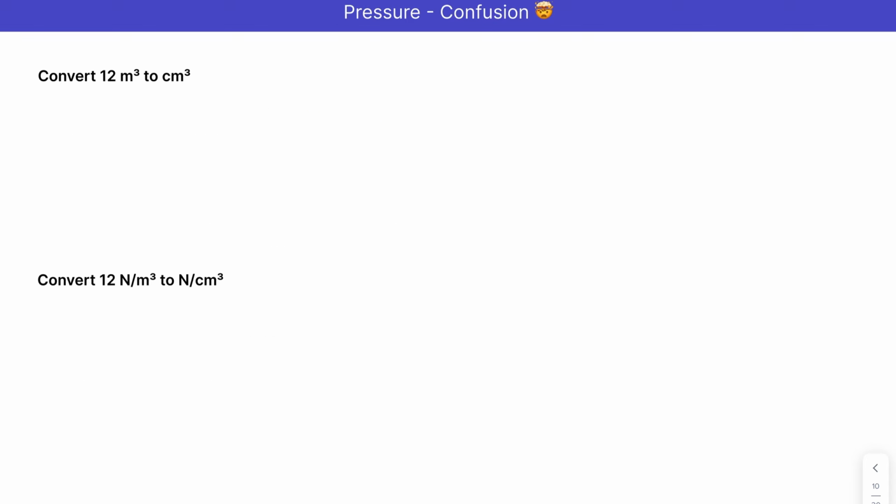Moving on. There's a little confusion that pops up when people look at conversion of pressure units. To convert from 12 meters squared to centimeters squared, all we're doing is multiplying by 10,000. Well, not 12,000, it'll become 120,000, because you'll end up with 4 zeros.